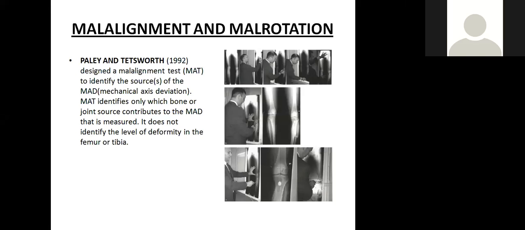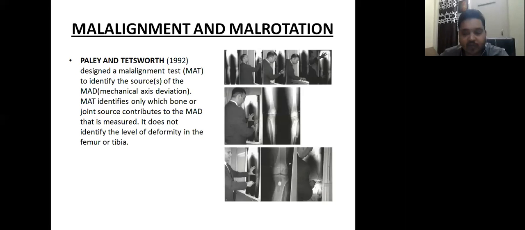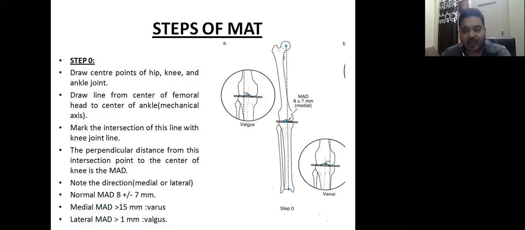That means by performing the mechanical axis deviation test, we would come to know whether the femur or the tibia, or the deformity of the distal femur near or around the joint, is contributing to the deformity. But the exact location of the deformity we would have to calculate, which I'll tell later in the coming slides. So I would now like to go to the mechanical axis deviation test. The short form is MAT. So there are four steps in that.